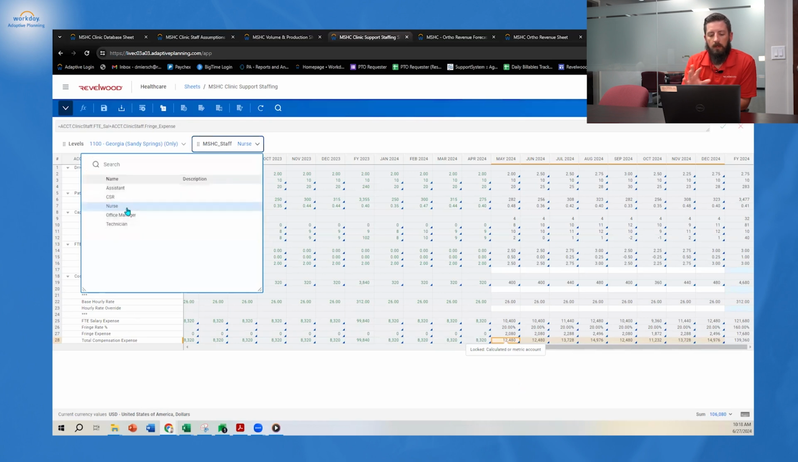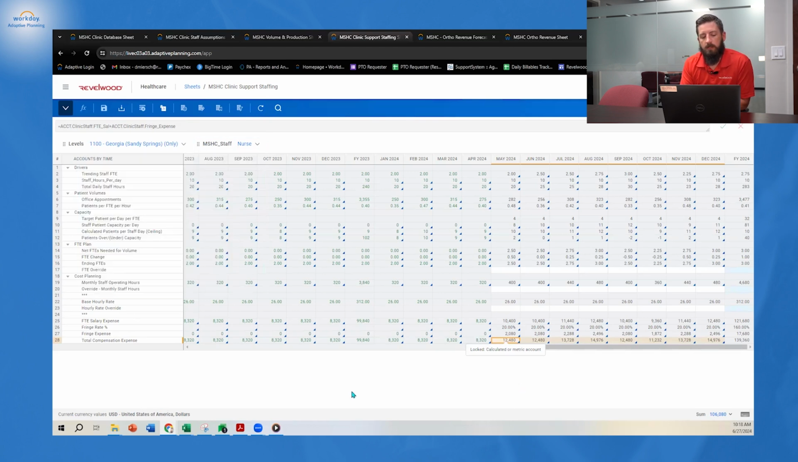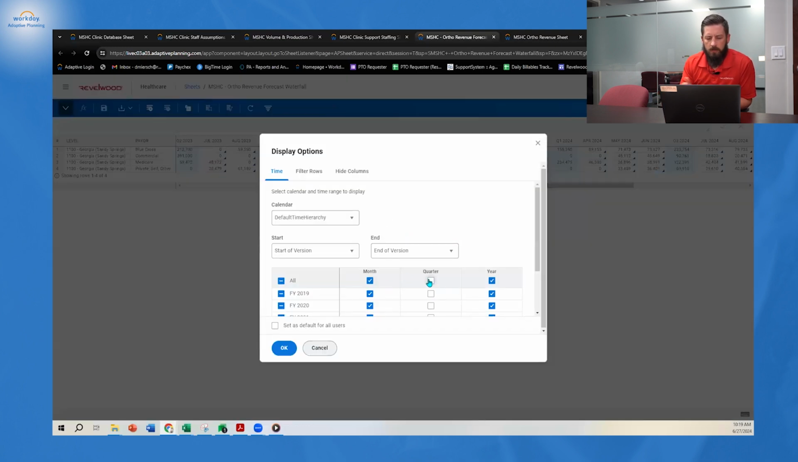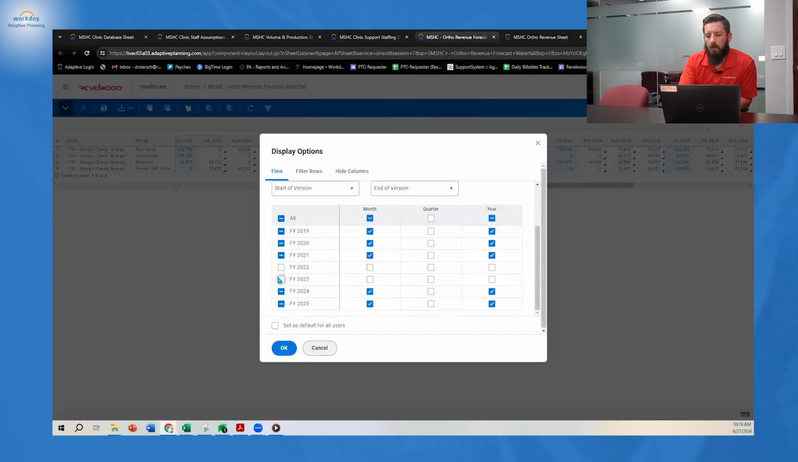Now, outside of volume and production and staff, a big piece of the conversation within multi-site healthcare is often revenue recognition, and there can be revenue recognition from a variety of areas. In this case, we have a lot of experience doing this with the ortho space in dentistry. Other areas have a very similar process, but we'll show it within the ortho model.